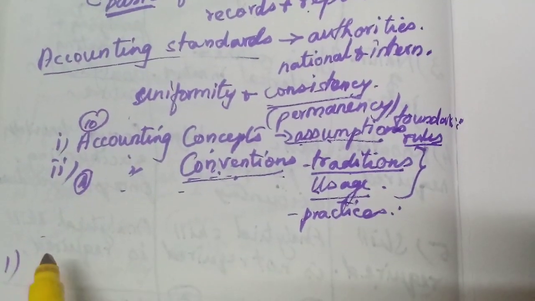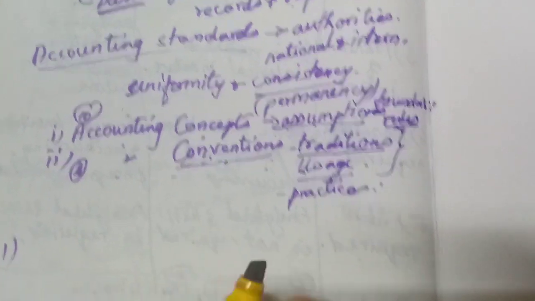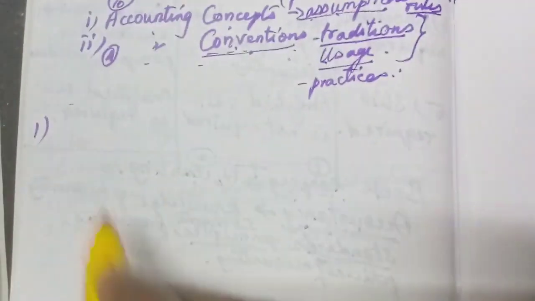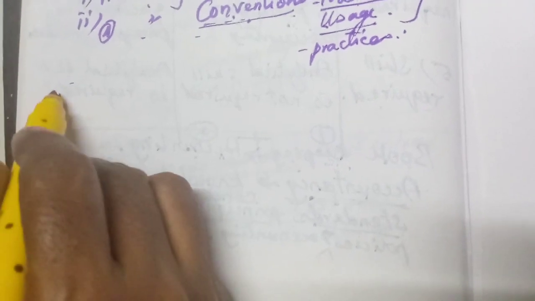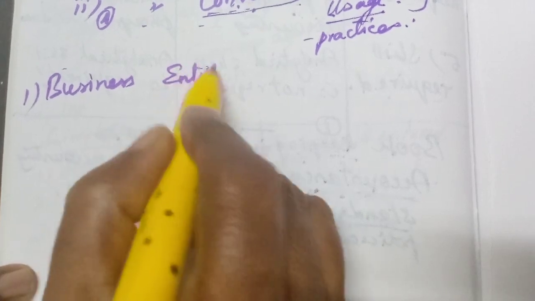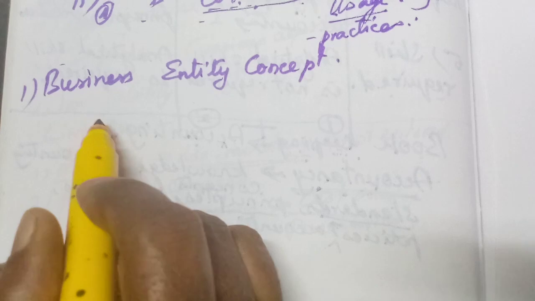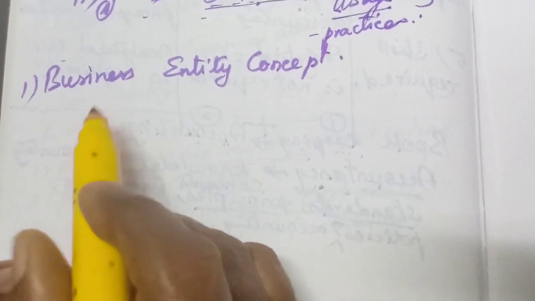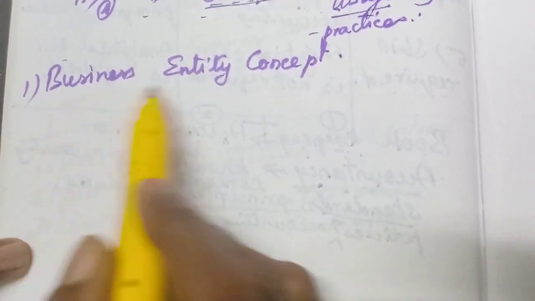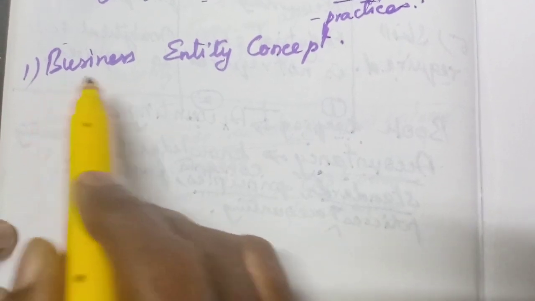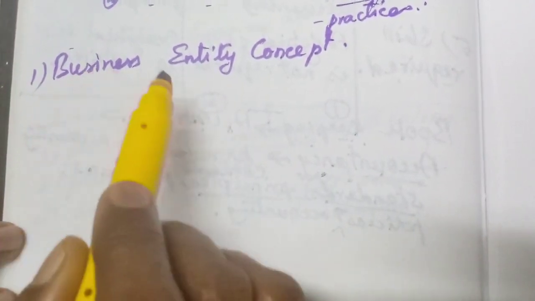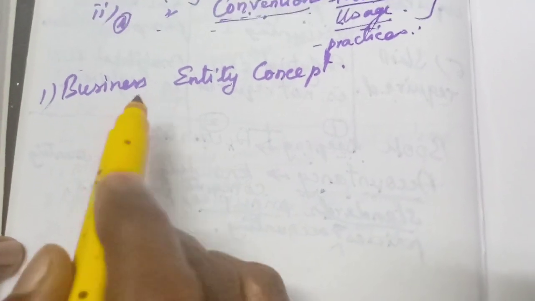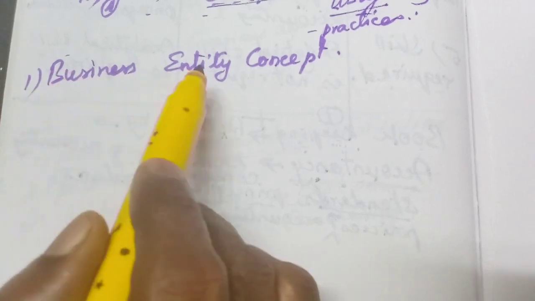Now we will learn the first accounting concept. The first one is the business entity concept. I have already taught this one. It's the main concept; before, I might have told you about it. So the business entity concept is the first one, foremost, very important. What does it mean?